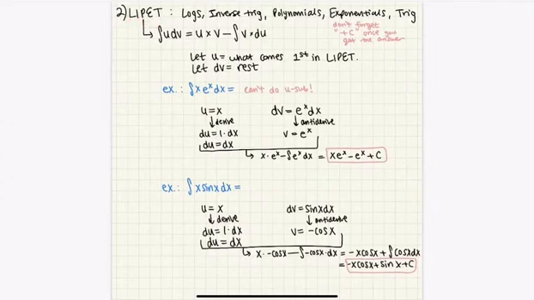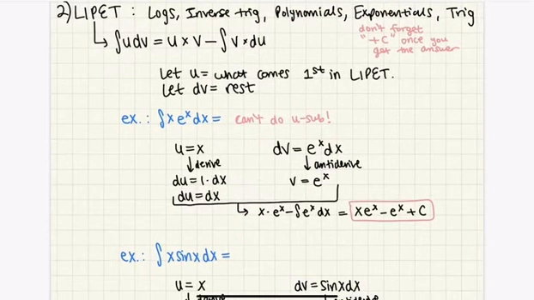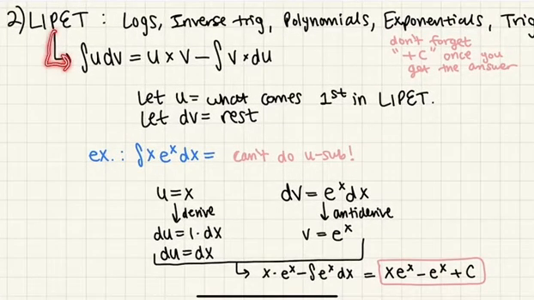The second way to take the antiderivative is LIPET. LIPET stands for logs, inverse trig, polynomials, exponentials, and trig. Again, don't forget the plus c once you get the answer. The rule for LIPET is this, and you have to memorize it: when it's the antiderivative of u times dv, you get u times v minus the antiderivative of v times du.